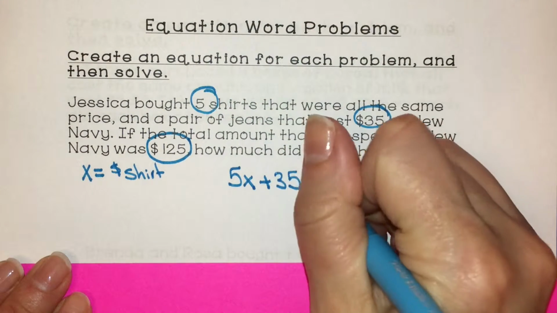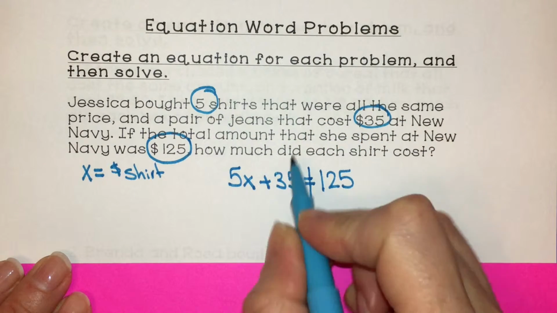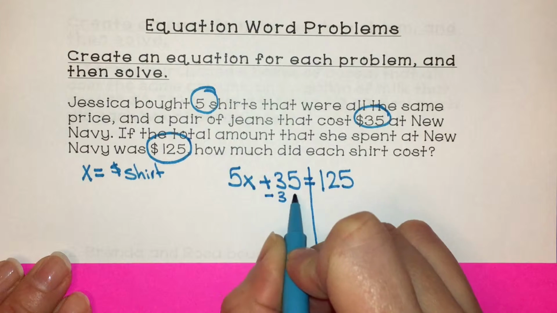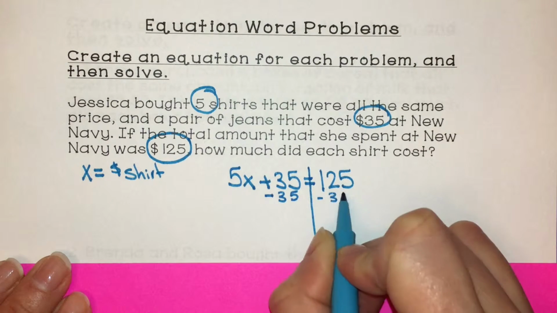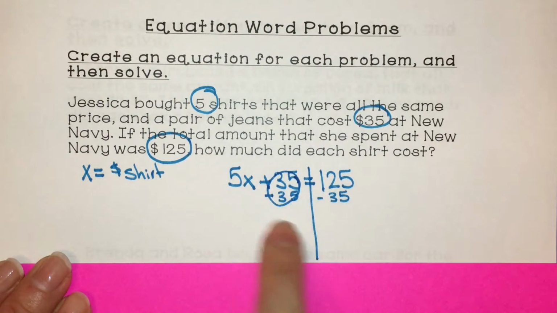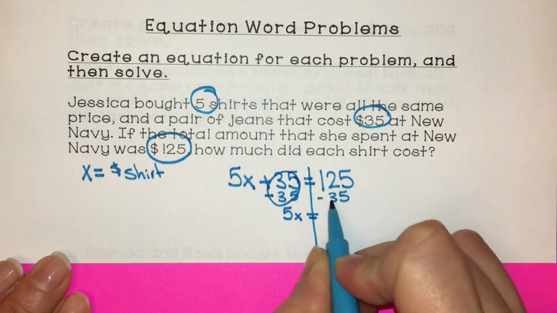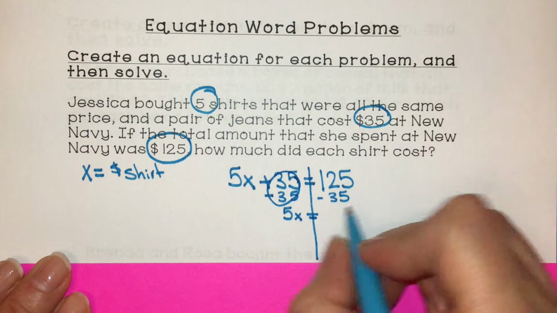Okay, so now all we have to do is solve for X, and that will give us the price of each shirt. So I'm going to get X by itself. We have a plus 35, so I'm going to subtract 35 on both sides. 35 minus 35 is 0. So I'm left with 5X is equal to 125 minus 35 is 90.